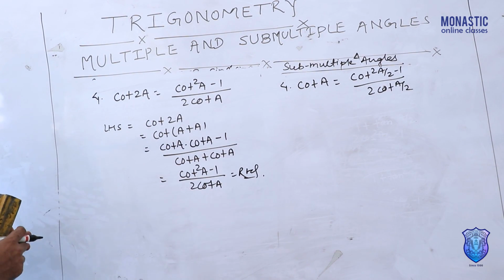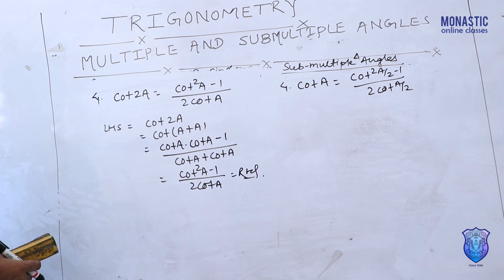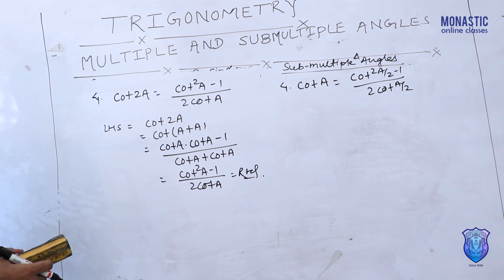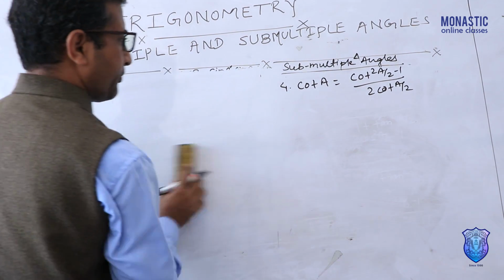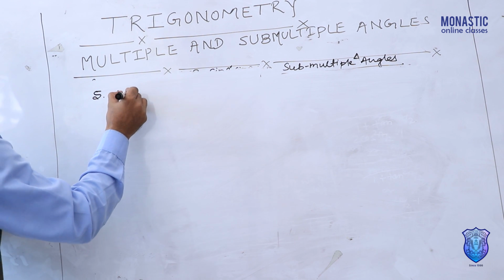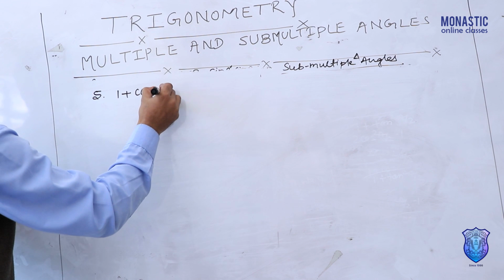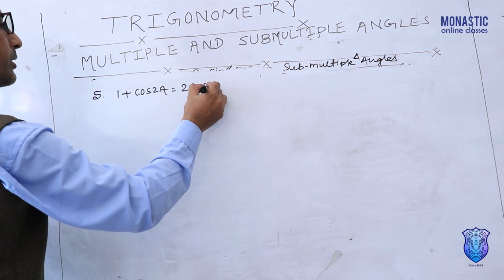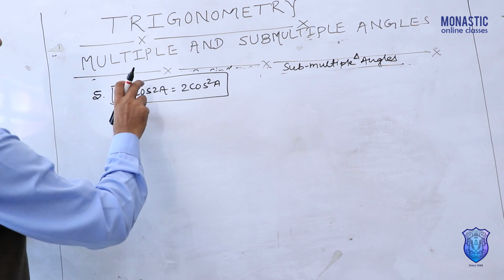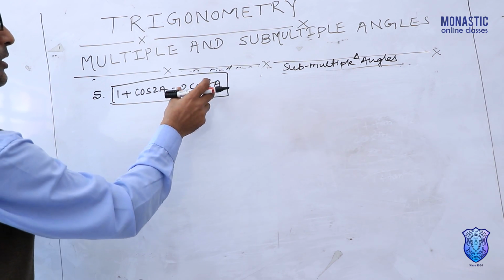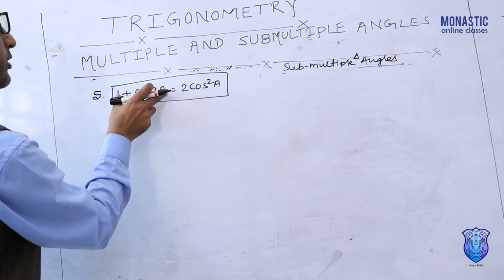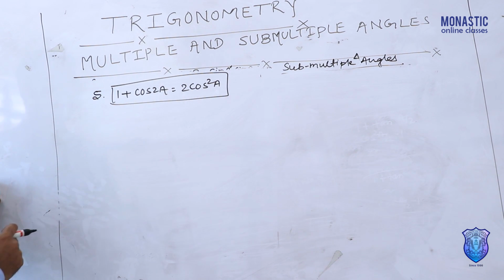Now we have a few formulas which we have already proved, but by simplifying these formulas we will form a few new formulas, that is formula number 5. 1 plus cos 2a equals 2 cos squared a. That's one of the most important formulas, which we will use from both sides. What's the formula for 2 cos squared a? That is 1 plus cos 2a. What's the formula for 1 plus cos 2a? 2 cos squared a.